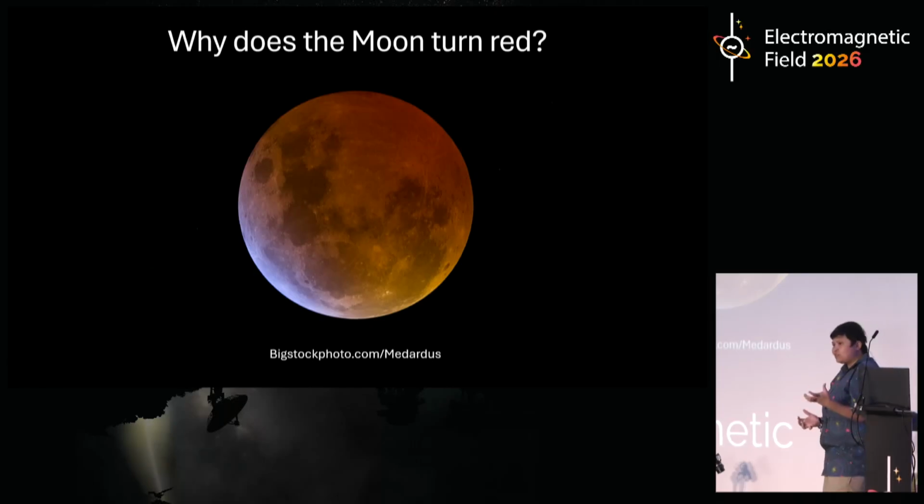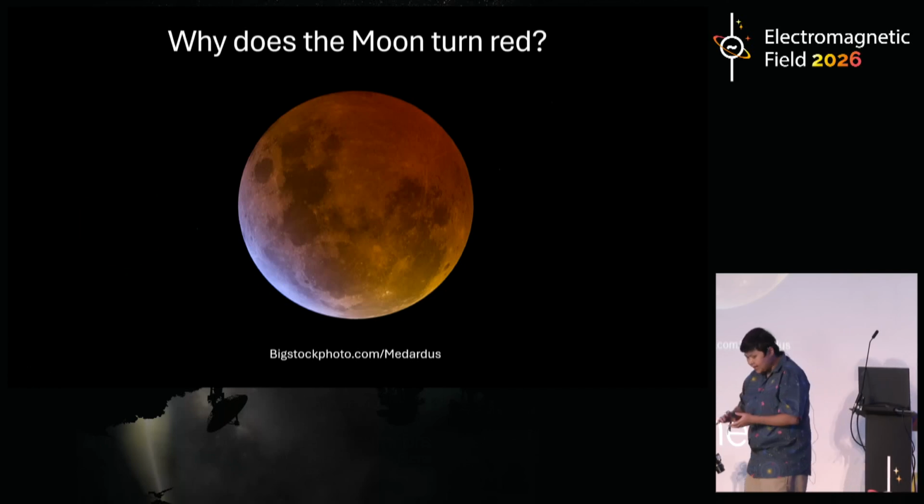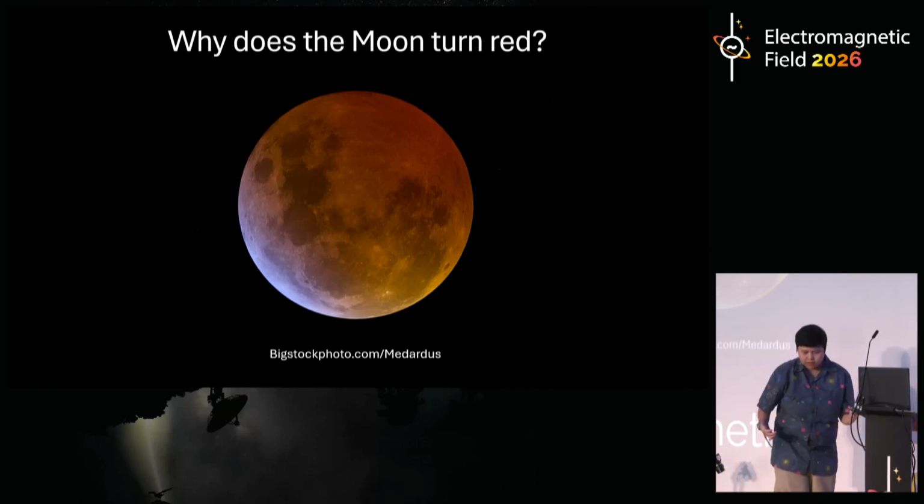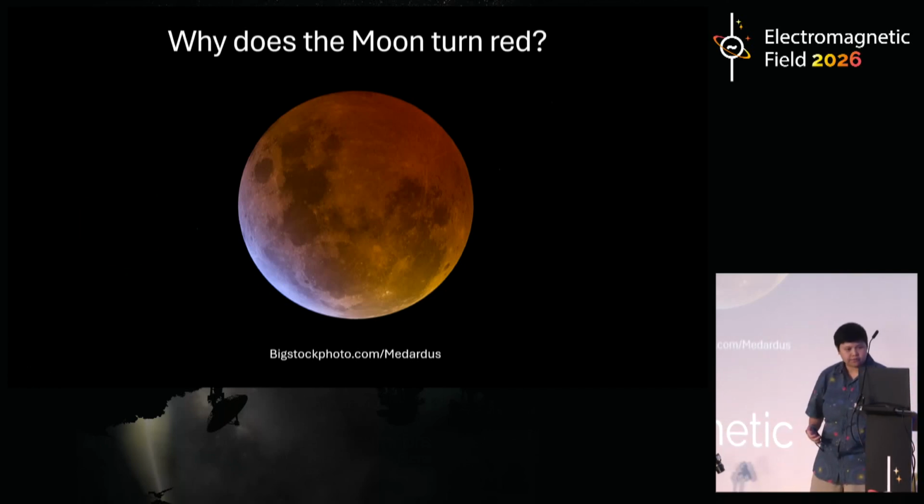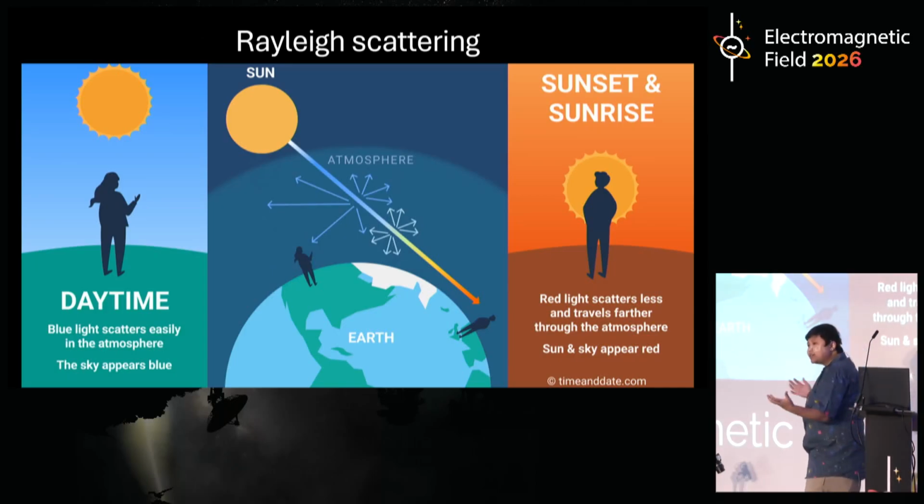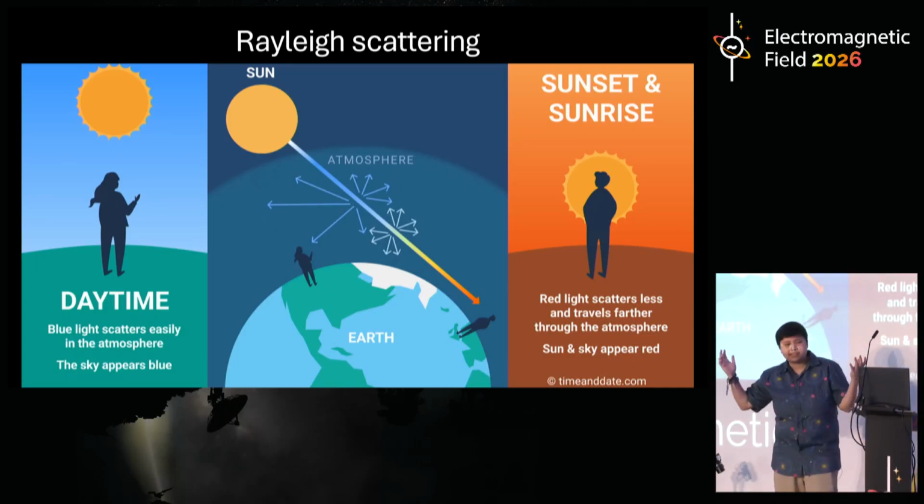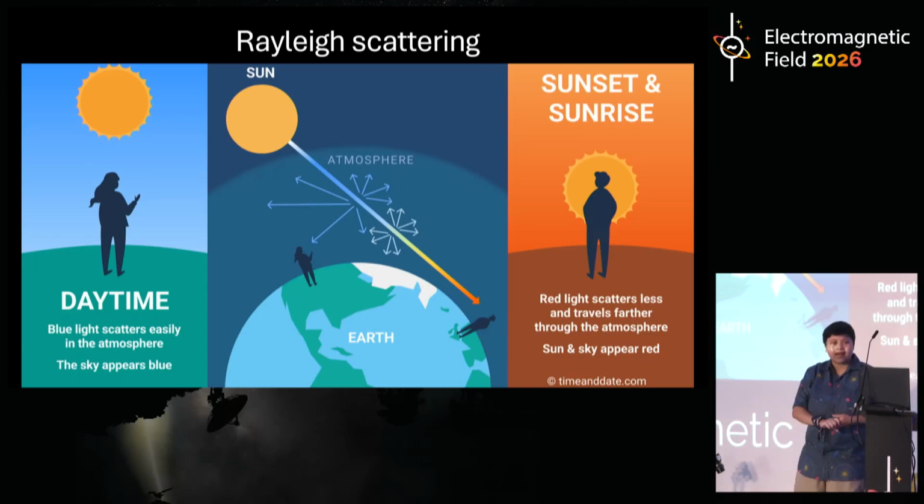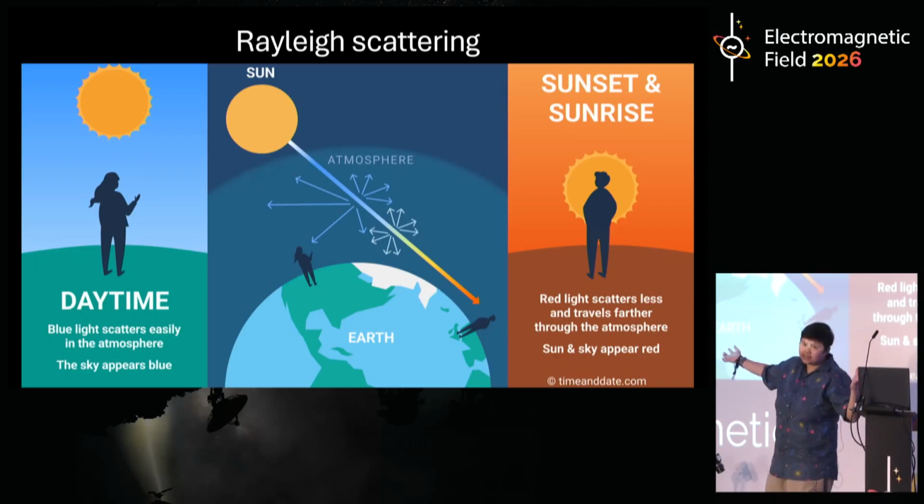But why does it turn red? If something is in the shadow of something else, it just turns black. Why does it turn red? Well, it's because of the Earth's atmosphere. It's the same reason why we have blue skies during the day, if it's not cloudy, and also red skies during sunrise and sunset. The Earth's atmosphere scatters sunlight, and sunlight is made up of all the colours of the rainbow.